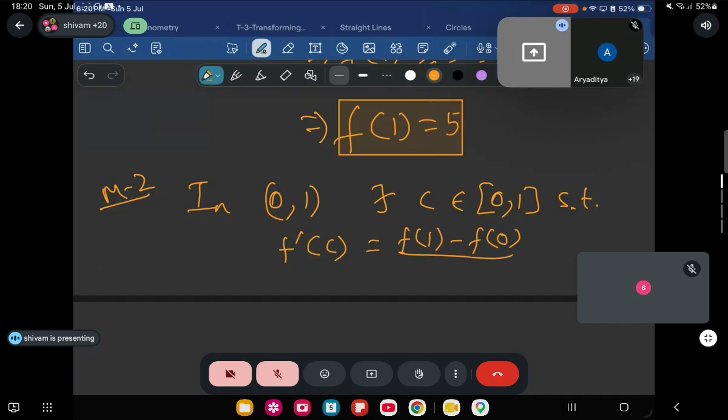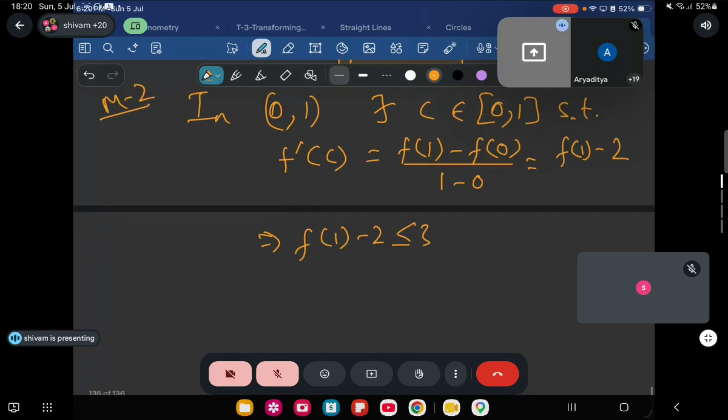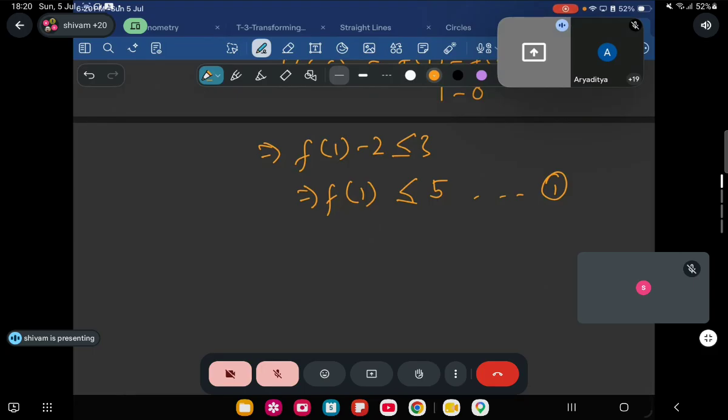Tell me everyone. Are people getting? Now what is f of 1 given to us? Oh, f of 1 we need to find out. From here f of 1 minus f of 0 is how much? 2, right? F of 2. And f dash x is given less than or equal to 3, right? So this implies f of 1 minus 2 is less than or equal to 3. So this is one equation we have got. This implies f of 1 is less than or equal to 5. This is one inequality we have got. Is it clear? Next, I'm going to apply LMVT in 1 to 2.